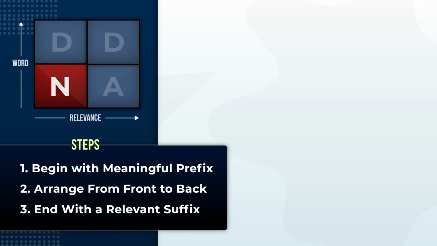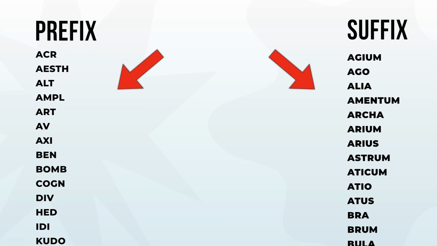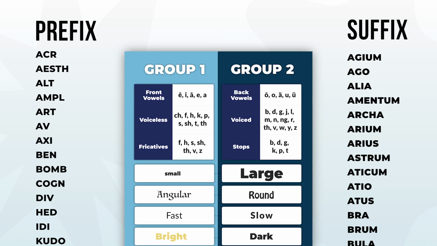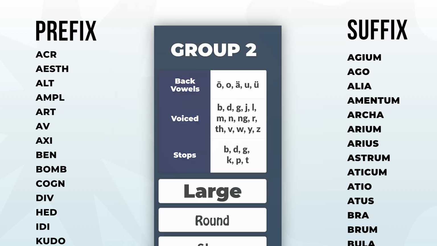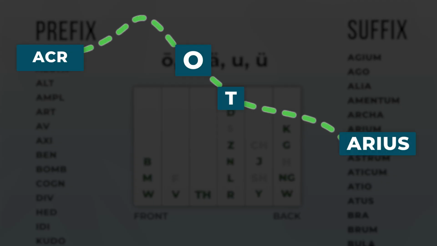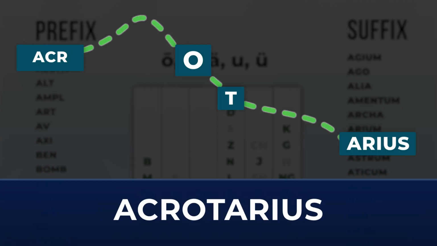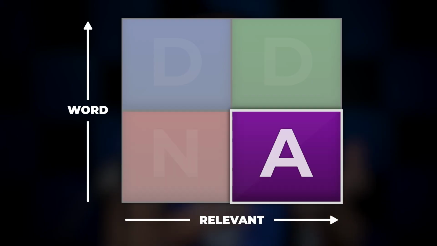And that was the process for neologistic names. Look for relevant Latin prefixes and suffixes, fill in this middle portion with sounds from group 1 or group 2, and then brainstorm pathways across this spectrum. The end result will be an invented name that's still endowed with meaning. Next are associative names. These are still invented names, but they have more relevance to your product.